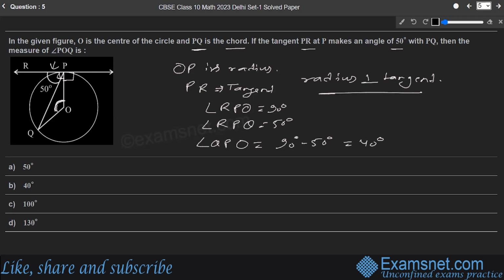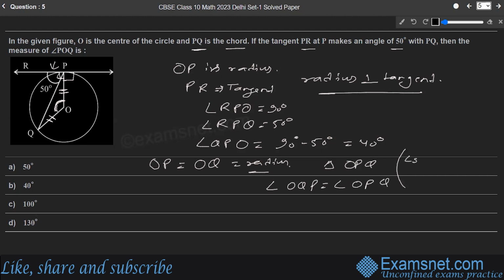Okay, now you can see one thing, that OP is also a radius and OQ is also a radius. OP and OQ are both radii, so OP will be equal to OQ. In triangle OPQ, we can use one fact, that angle OQP will be equal to angle OPQ. Why so? Because the angles opposite to the equal sides are also equal.